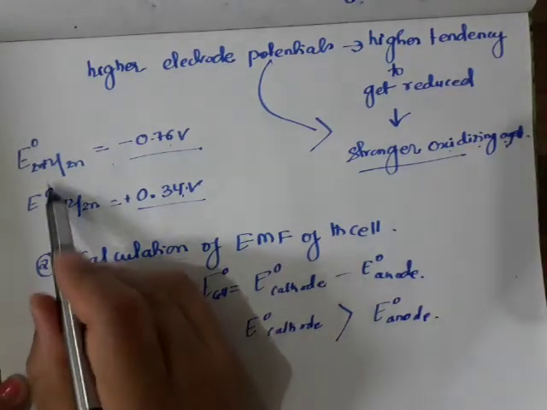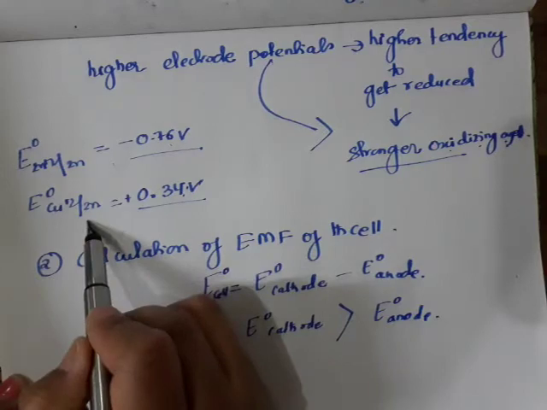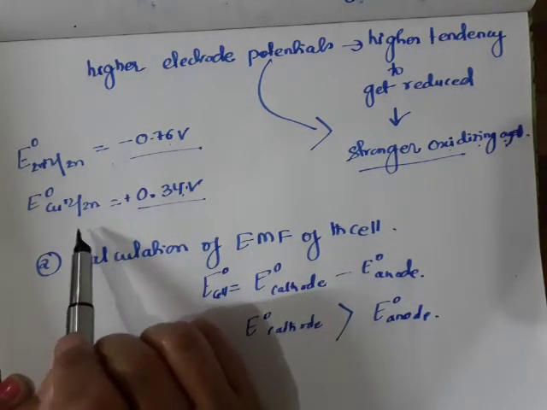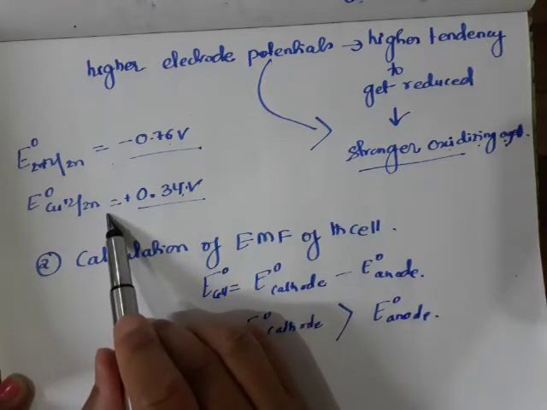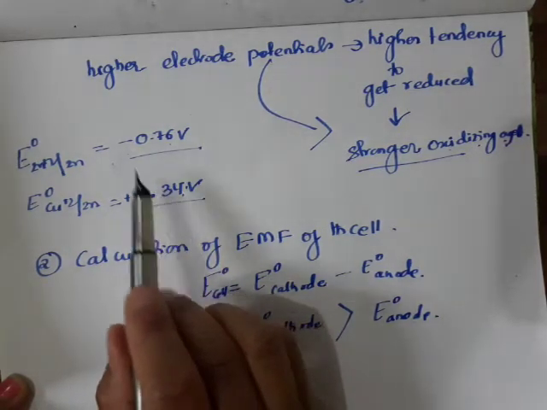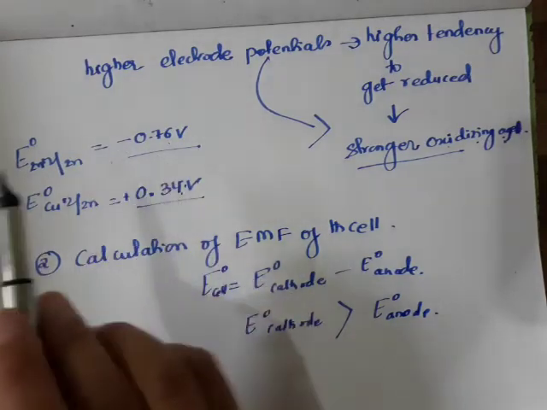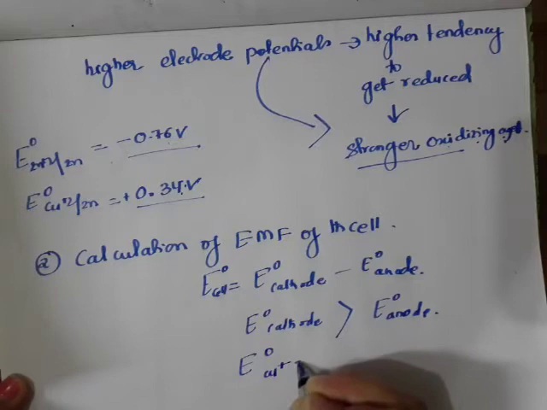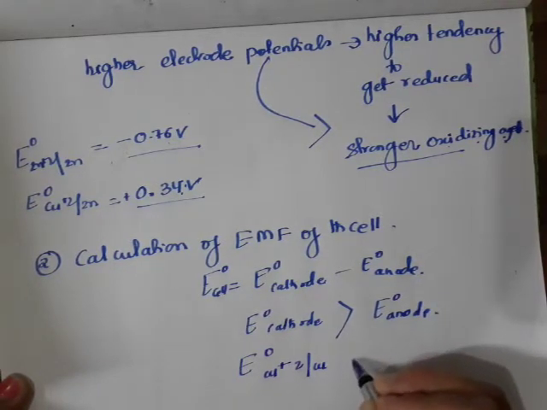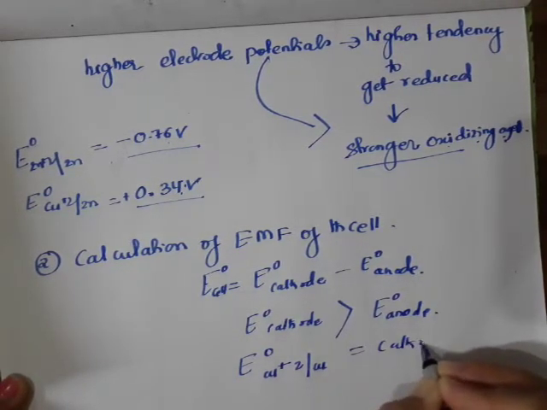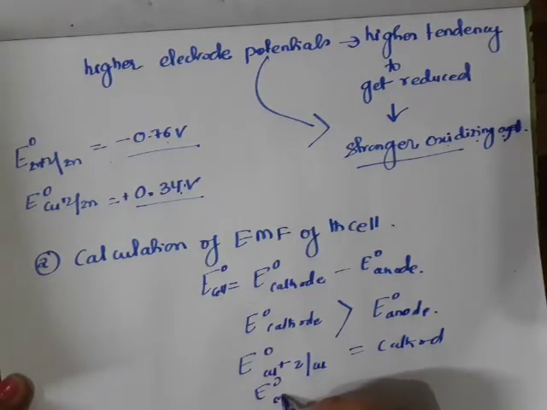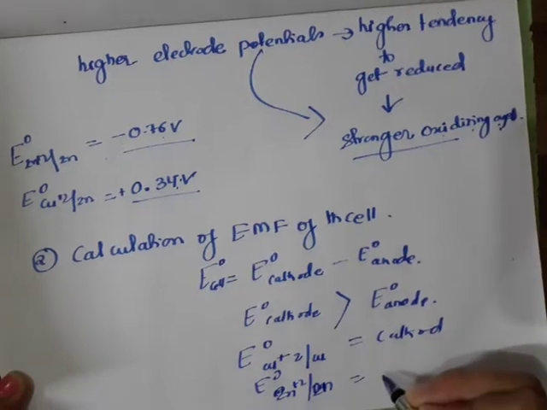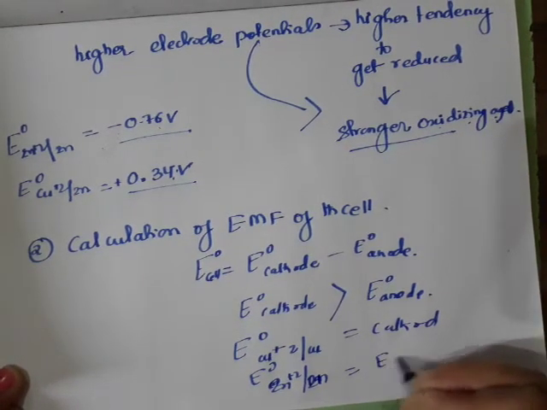If we have two electrodes like zinc and copper, which one will act as anode and which as cathode? The value of the copper electrode is 0.34, which is greater than that of the zinc electrode. So in this case, copper will act as cathode and zinc will act as anode. And this we have already done in the galvanic cell.